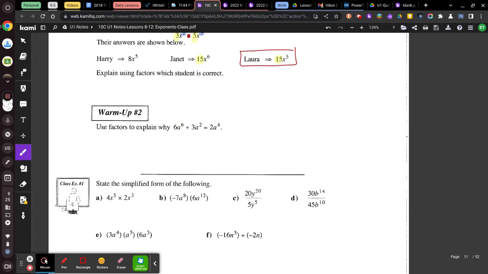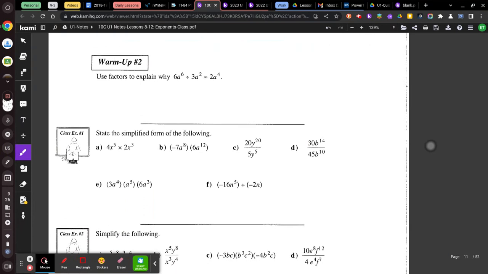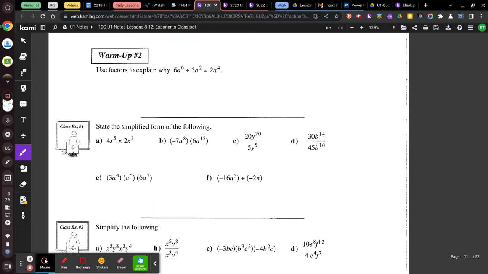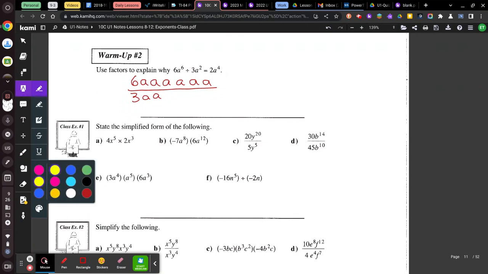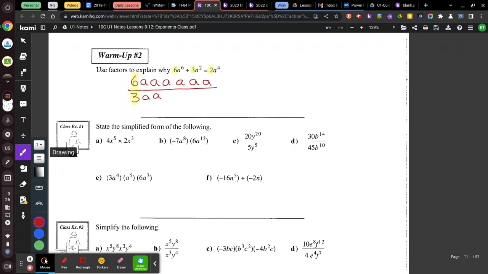Let's take a look what happens here. It says use factors to explain why this is the way. So it says 6a to the 6. This is what we've got on top. We've got 6 a's, 1, 2, 3, there's 6 of them, all divided by 3 and 2 a's. And it wants to know how we prove that we get an answer of 2a exponent 4. Well, we take our coefficients. The coefficients we divide and got a 2.